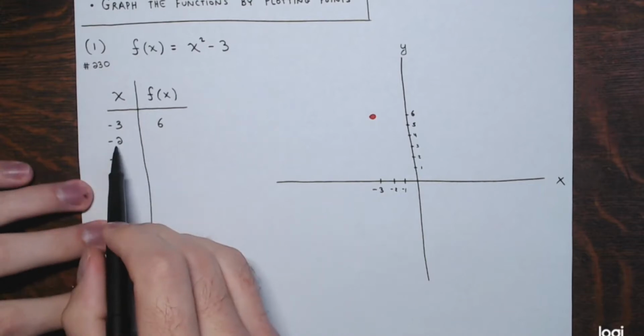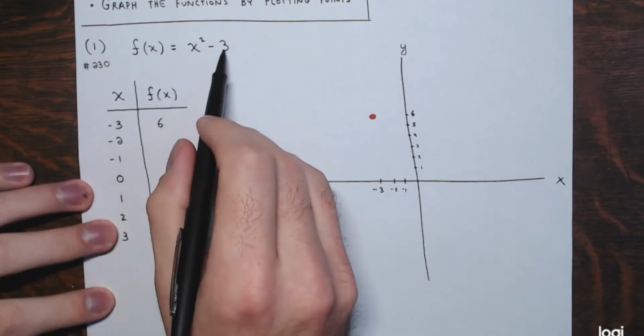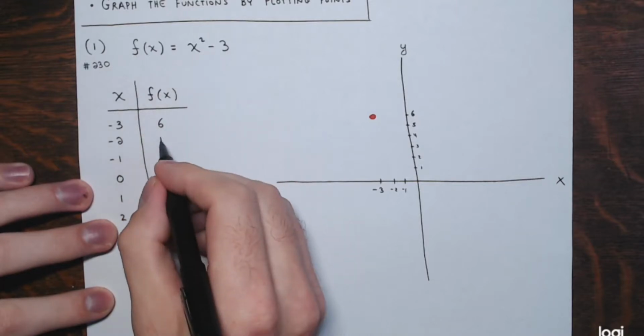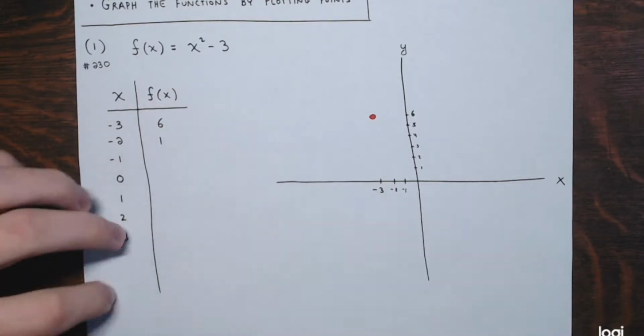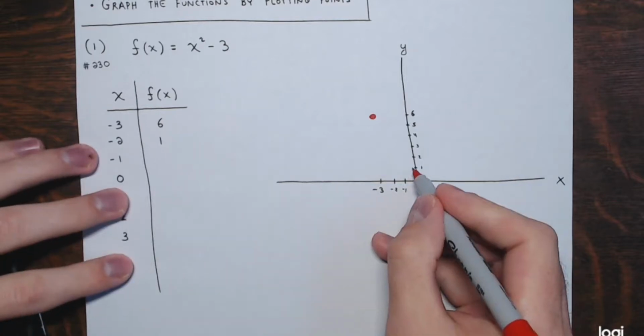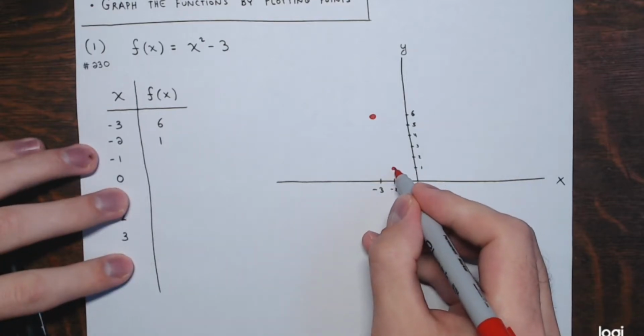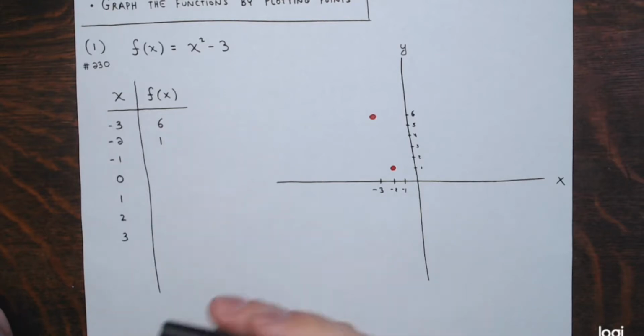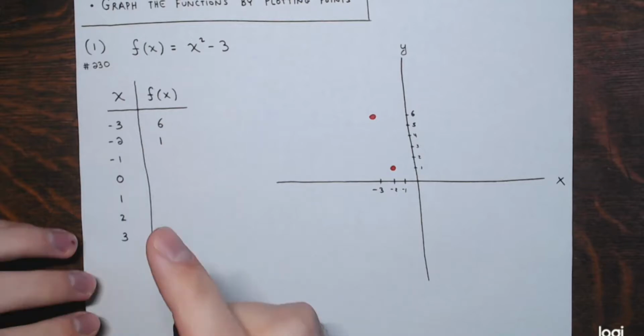An input of -2 will yield an output of 1, right? -2 squared is +4, -3 is 1. So input -2, output +1. There's another point. And this is just like graphing any other equation, right, with two variables. You find ordered pairs, right, for those variables, pairs of numbers that can replace those variables to make a true statement, and then plot those ordered pairs on the coordinate plane.